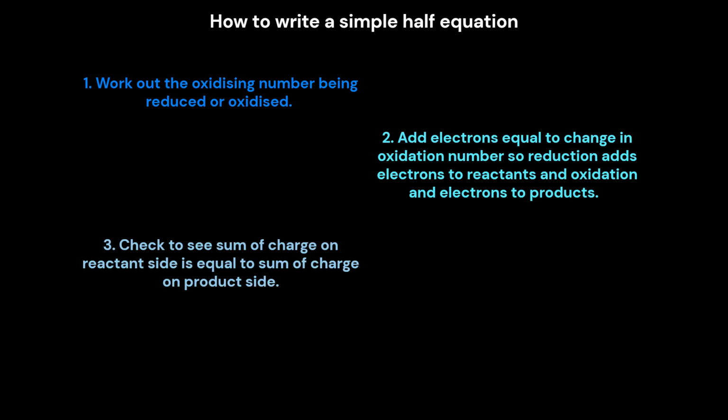How to write a simple half equation. 1. Work out the oxidation number being reduced or oxidized. 2. Add electrons equal to the change in oxidation number, so reduction adds electrons to reactants and oxidation adds electrons to products. 3. Check that the sum of charge on the reactant side is equal to the sum of charge on the product side.